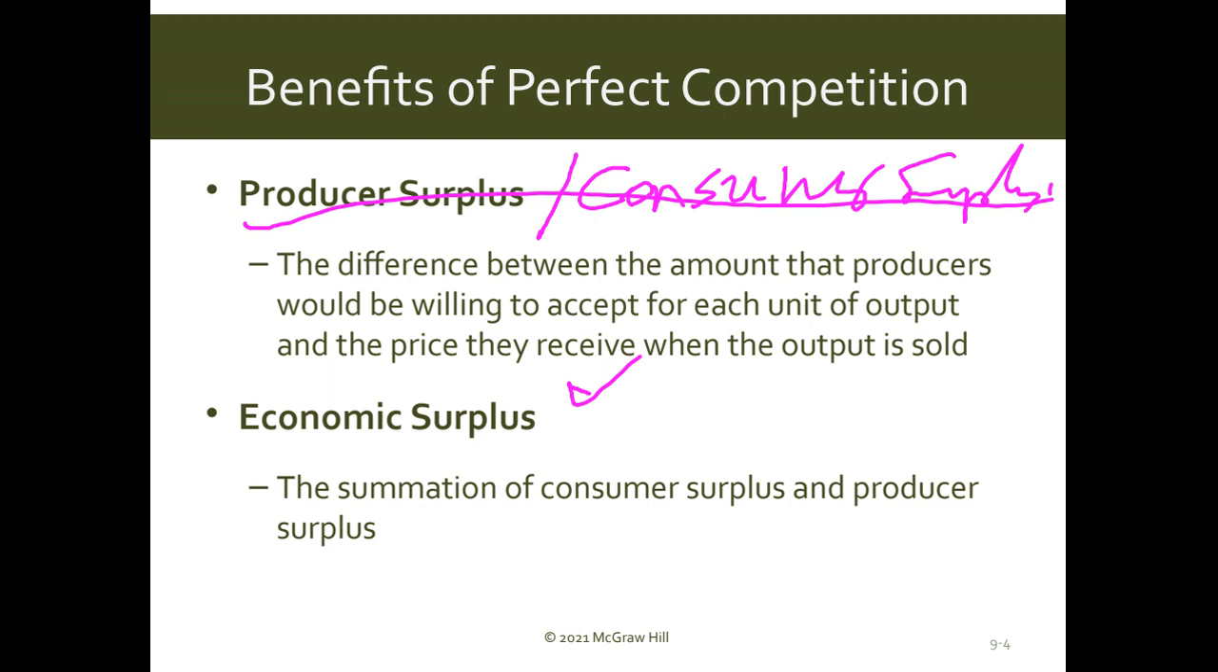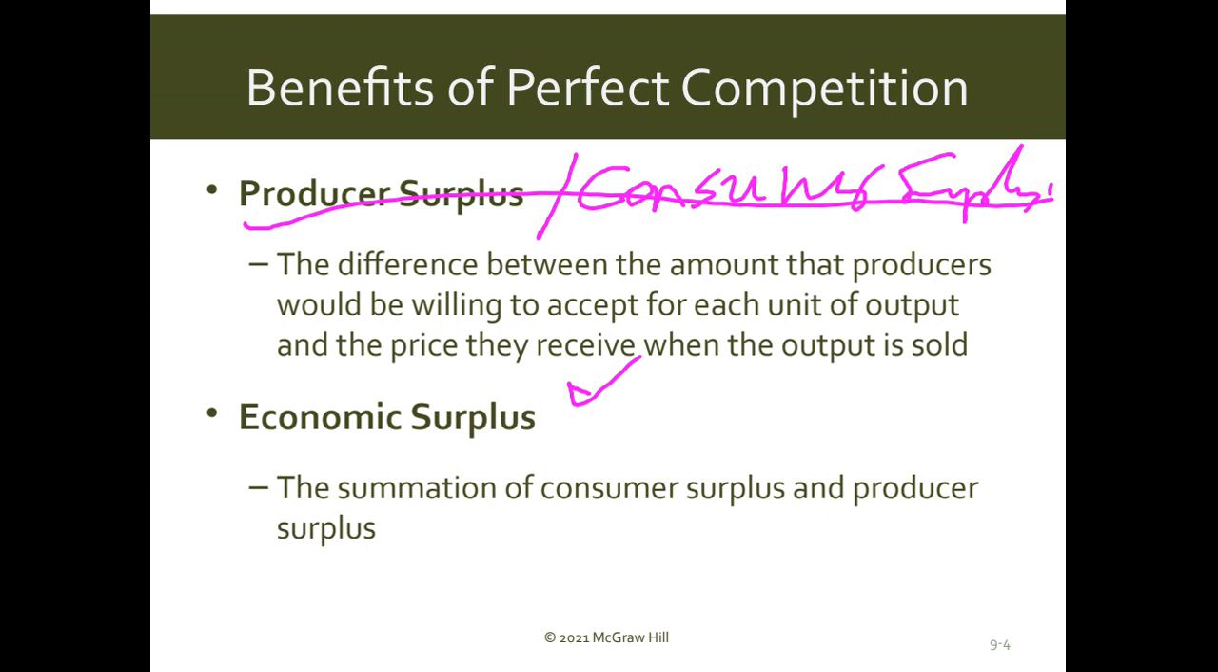So, for example, if I'm selling a product and I'm willing to accept $5 for that particular unit, and suppose I receive $8 instead of 5, so my producer surplus would be $3 because I received $8, but I was willing to sell that product for $5 only. So the difference between 8 and 5 would be $3.